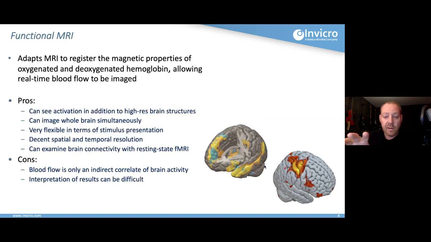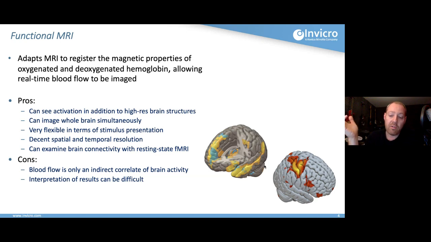And the most exciting, for me anyway, way to look at the brain is with functional MRI. So rather than just taking a picture of the brain, functional MRI actually allows you to see what the brain is doing. And it does that by looking at the differences in the magnetic properties of oxygenated and deoxygenated blood.